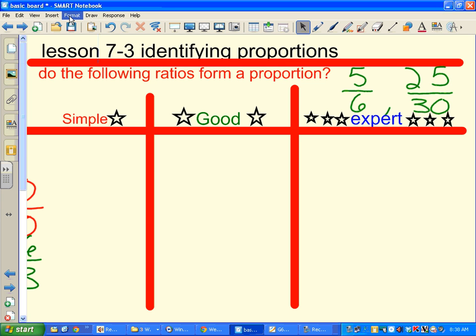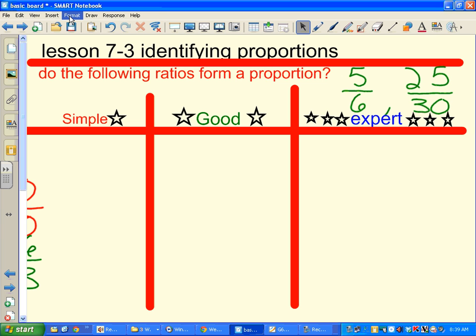All right, ladies and gentlemen, we're doing lesson 7.3 right now, which is identifying proportions. Proportions are two different ratios or two different fractions, and we're deciding whether or not they are proportionally related, meaning are they equivalent? It's a fancy way of saying are they equivalent. For example, if I have 1/10 of something, that is the same as 10/100ths. It's just a larger proportion, but it's the same proportion.